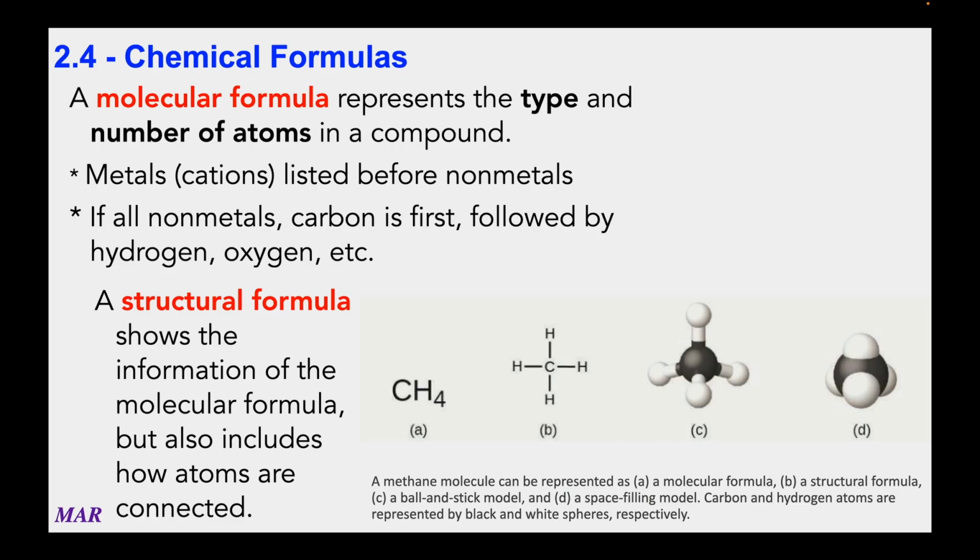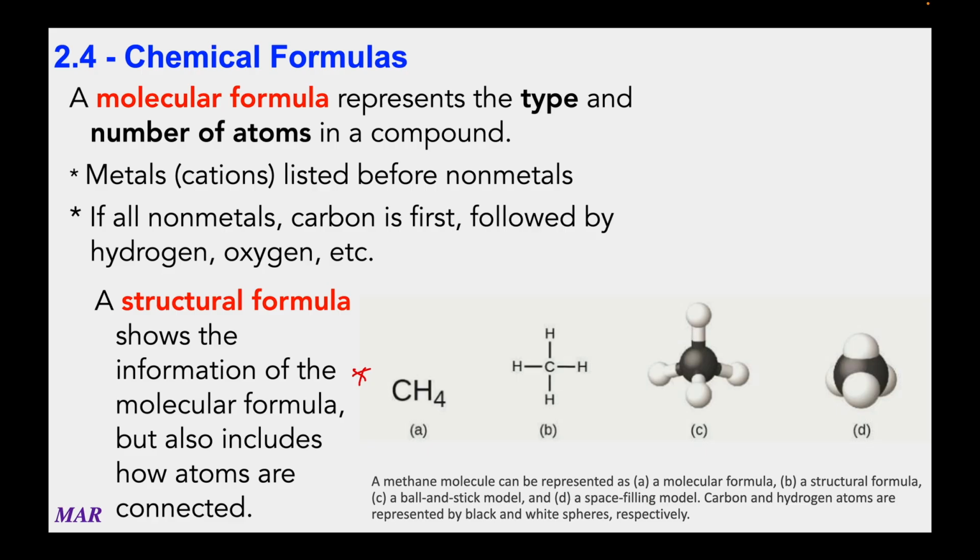As an example here, I have some different representations of a compound called methane. Now methane is CH4, so that means 1 carbon and 4 hydrogens, and that's how methane always is. Methane, by the way, is the main ingredient in natural gas. So if your home has natural gas for a fuel source or you use it for your hot water heater, CH4 is what you use.